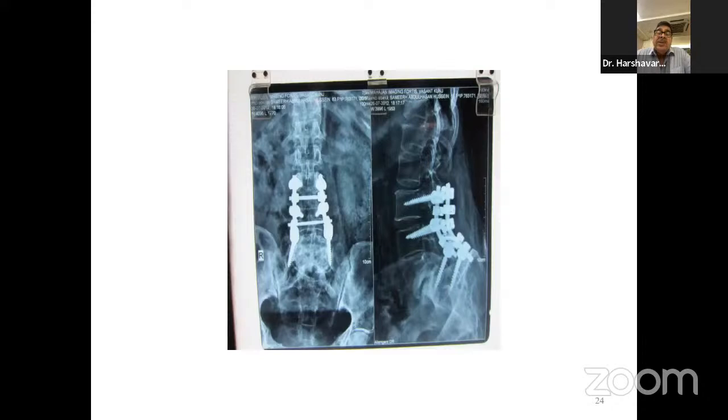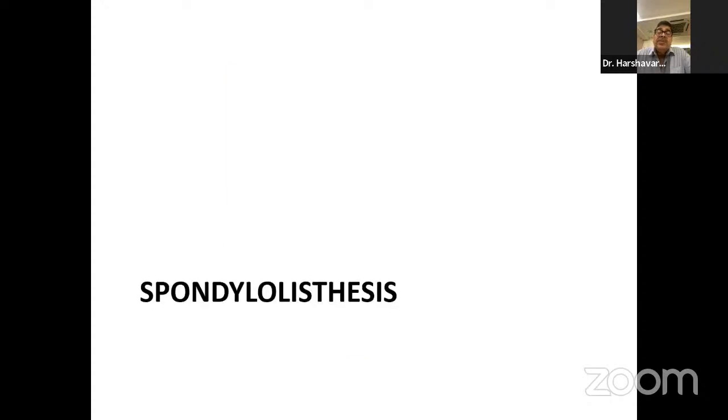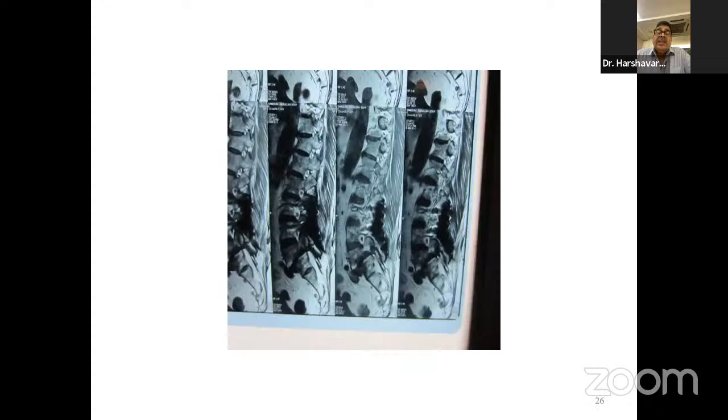There's another case where we had resected some parts of the vertebra and then fixed it with screws like this. So these are the cases of tumors that we had done. Next slide, please. Spondylolisthesis. Next slide, please.